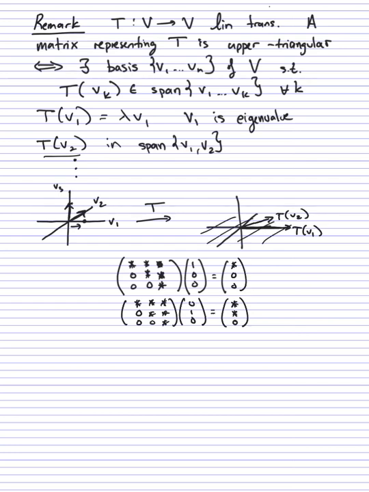Finally, v3, I won't write it down, but if you plug in 0 0 1, you'll just get this last column, which is completely arbitrary. Okay, so T of v3 can go anywhere. And that's the general picture, right?